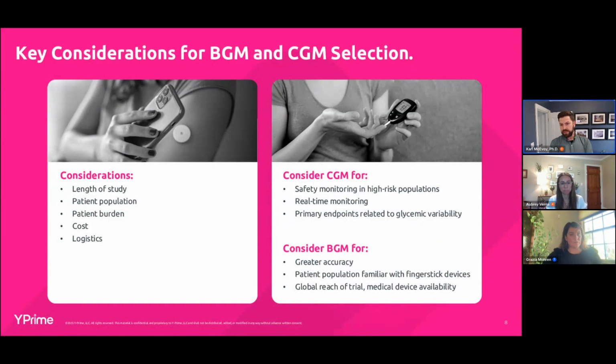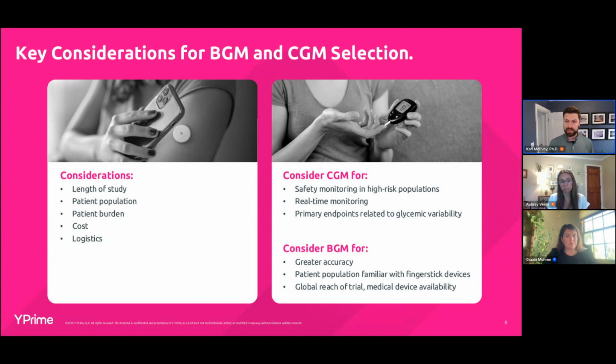So when we talk about BGM and CGM, we often hear BGM or CGM, and I think that's a bit of a misconception. We tend to always see BGM, even if CGM is involved in the study. BGM is there for accuracy. It's there as a bit of a safety net. And we'll talk about that a little bit later. But for me, the considerations really are sort of multifaceted. So we wouldn't just say because of the study length, we do or don't use CGM.